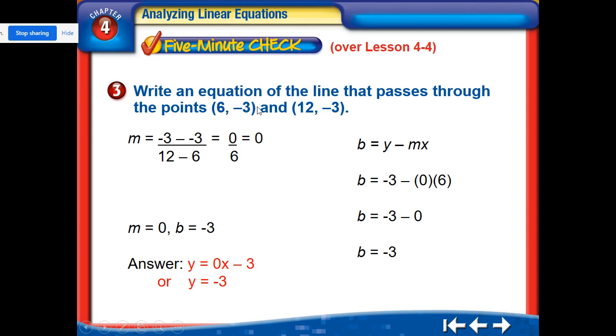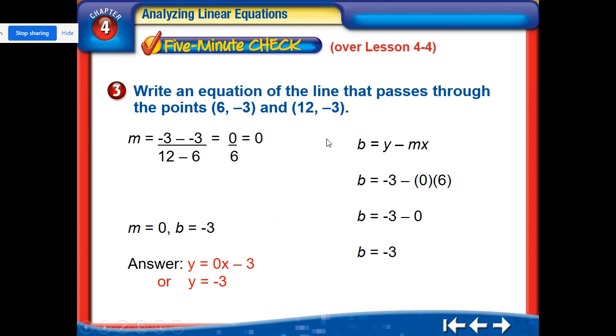Here we are given both points. So negative 3 minus a negative 3, and 12 minus 6. We get 0 over 6. Now remember, 0 over 6 is just 0. It's when 0 is in the denominator that we can't have it. So this is just 0. So I wrote down my m equals 0. And now I have to do the other part over here.